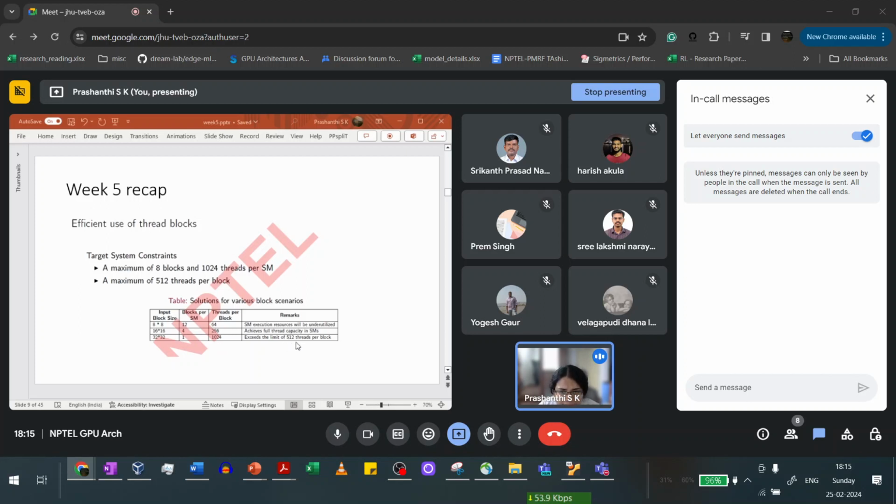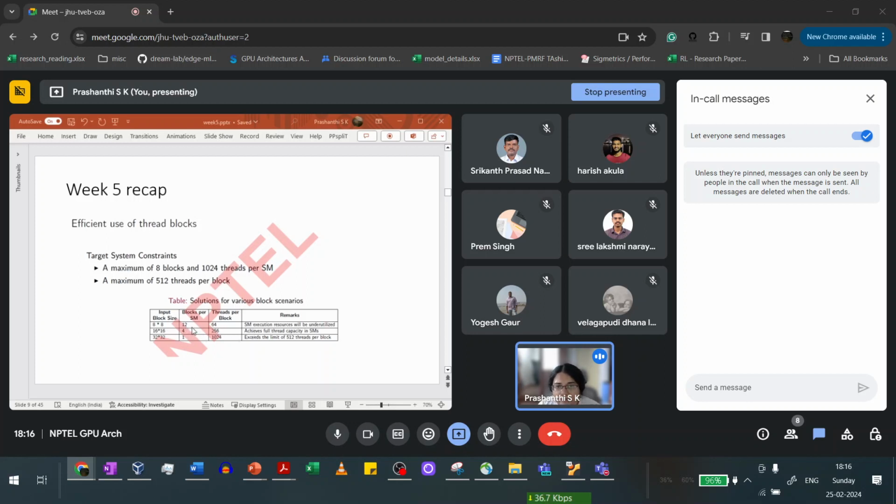So in the third case, as soon as you see this 1024, you know that it exceeds one of the constraints, which is the 512 threads per block. So this is not a valid configuration. When you have 256, for instance, you could have 4 blocks in the SM, and that would use up the full limit or full capacity that the SM has. So this is a good utilization of the SM and a good configuration of your thread blocks.